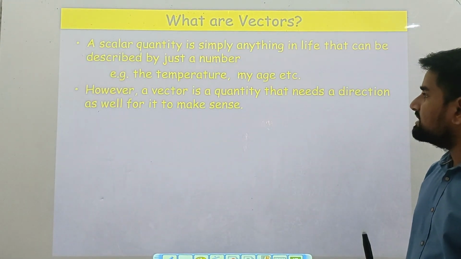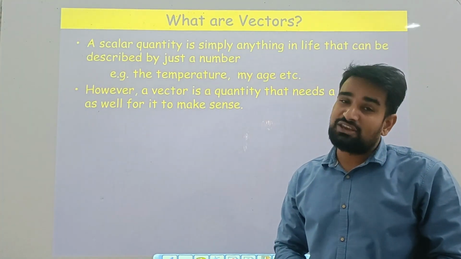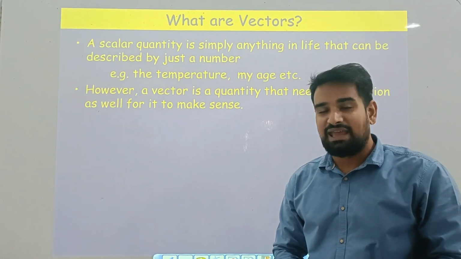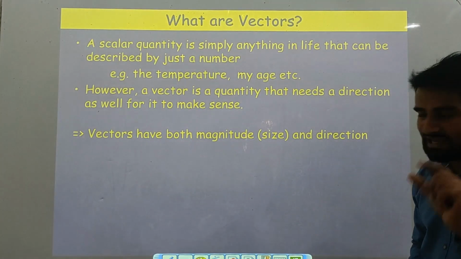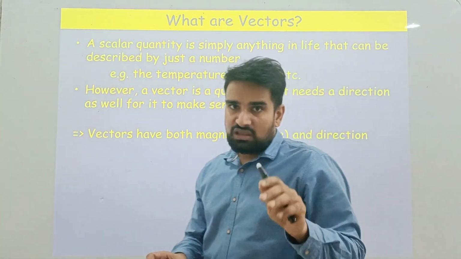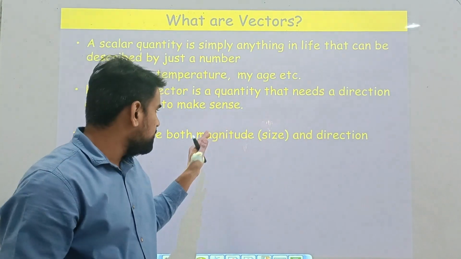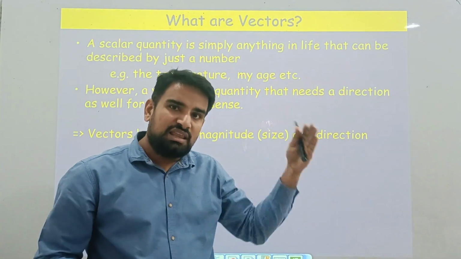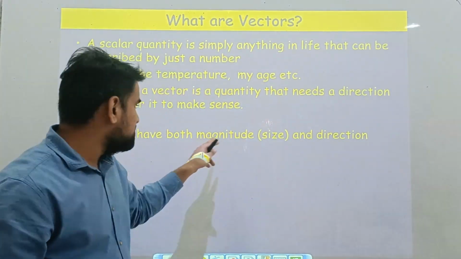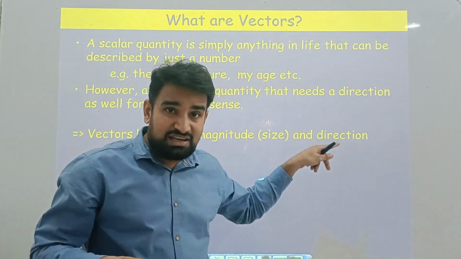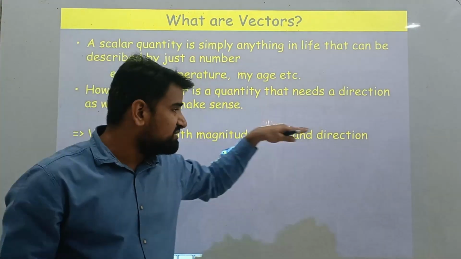However, a vector quantity is a quantity that needs direction as well for it to make sense. Without direction, a vector quantity does not make any sense. Vectors have both magnitude, that means the size, the scale, and direction. If it does not have magnitude and only has direction, that means it is a zero vector, because without magnitude it's zero. So both should be there: magnitude as well as direction.